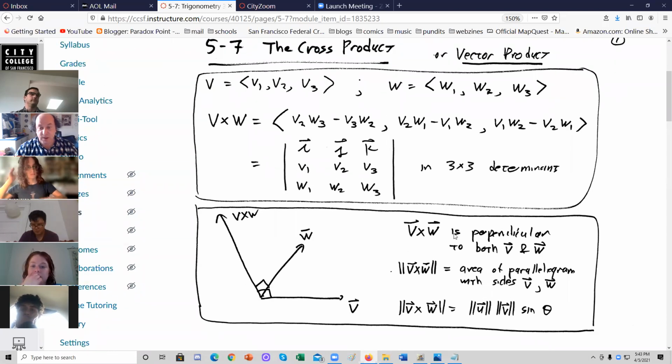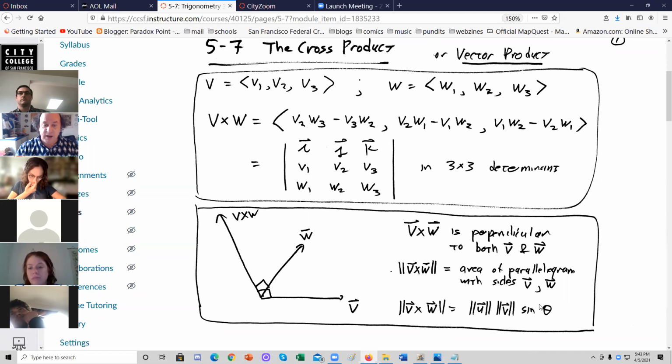Okay, so, let's see. Given two vectors V and W, the cross product is perpendicular to both. Its length is equal to the area spanned by these two vectors. So its length is the length of V times the length of W times the sine of the angle between them.